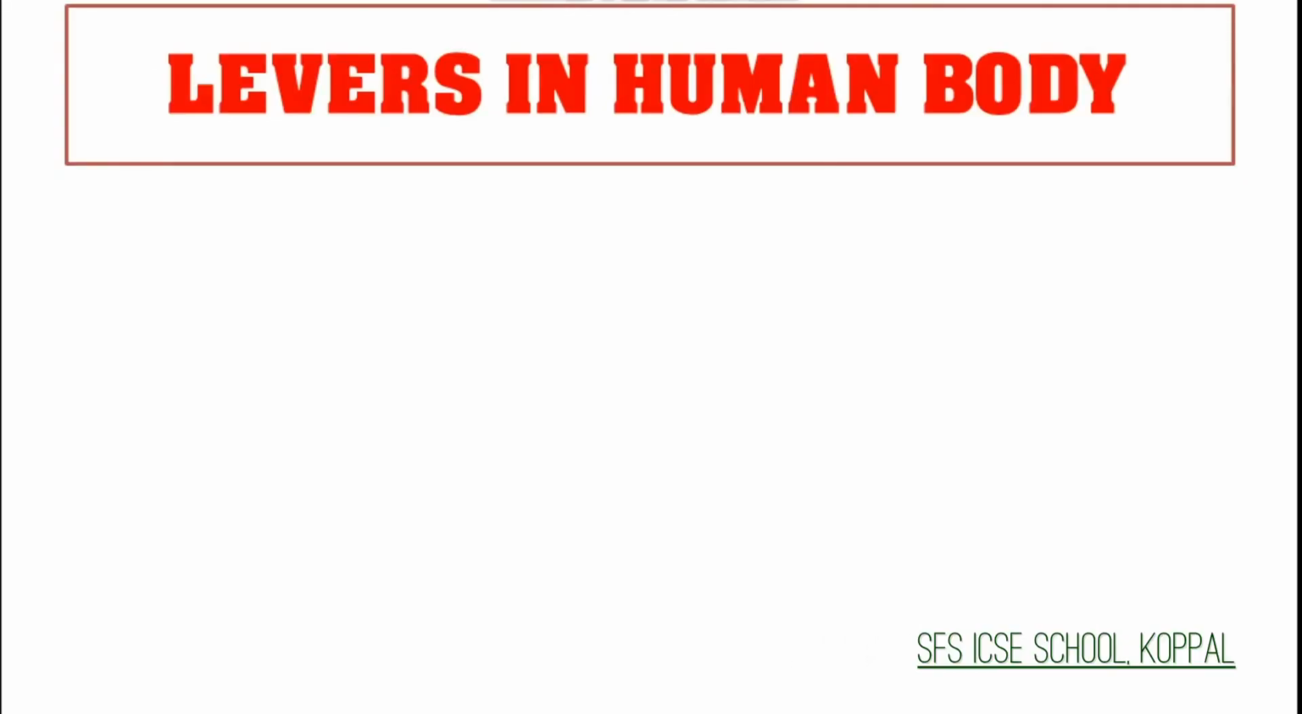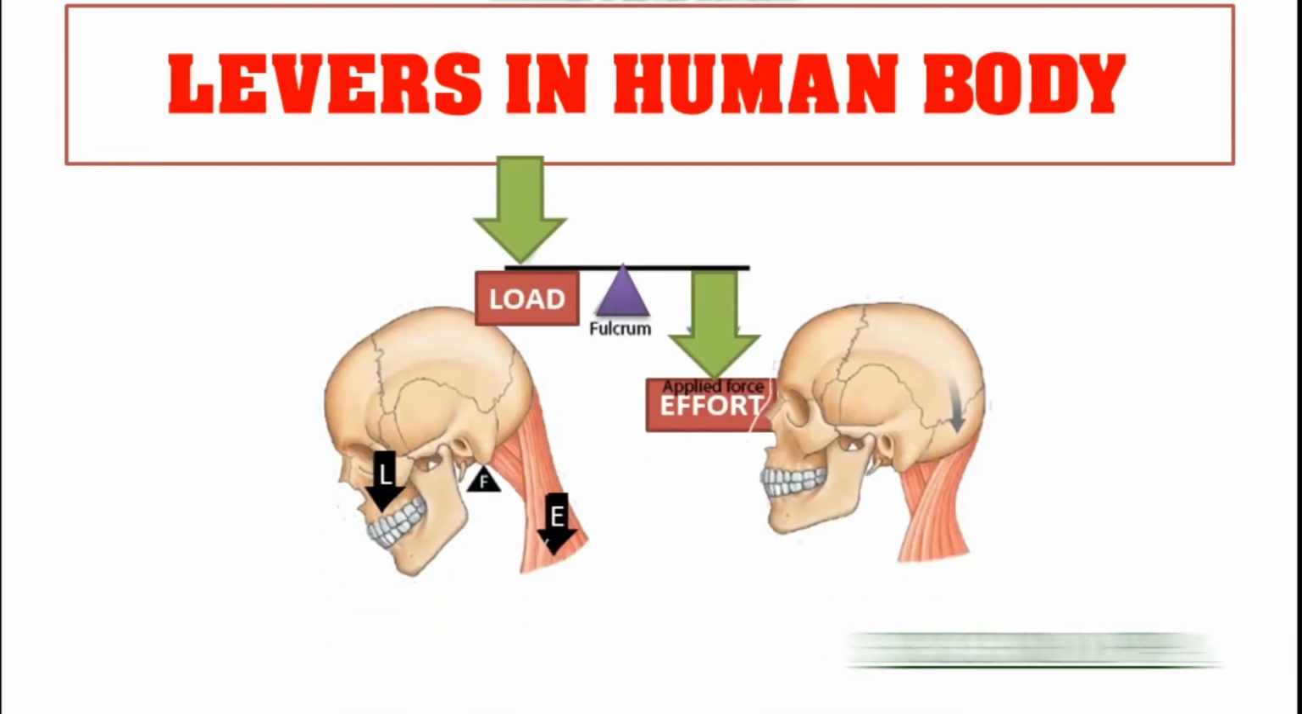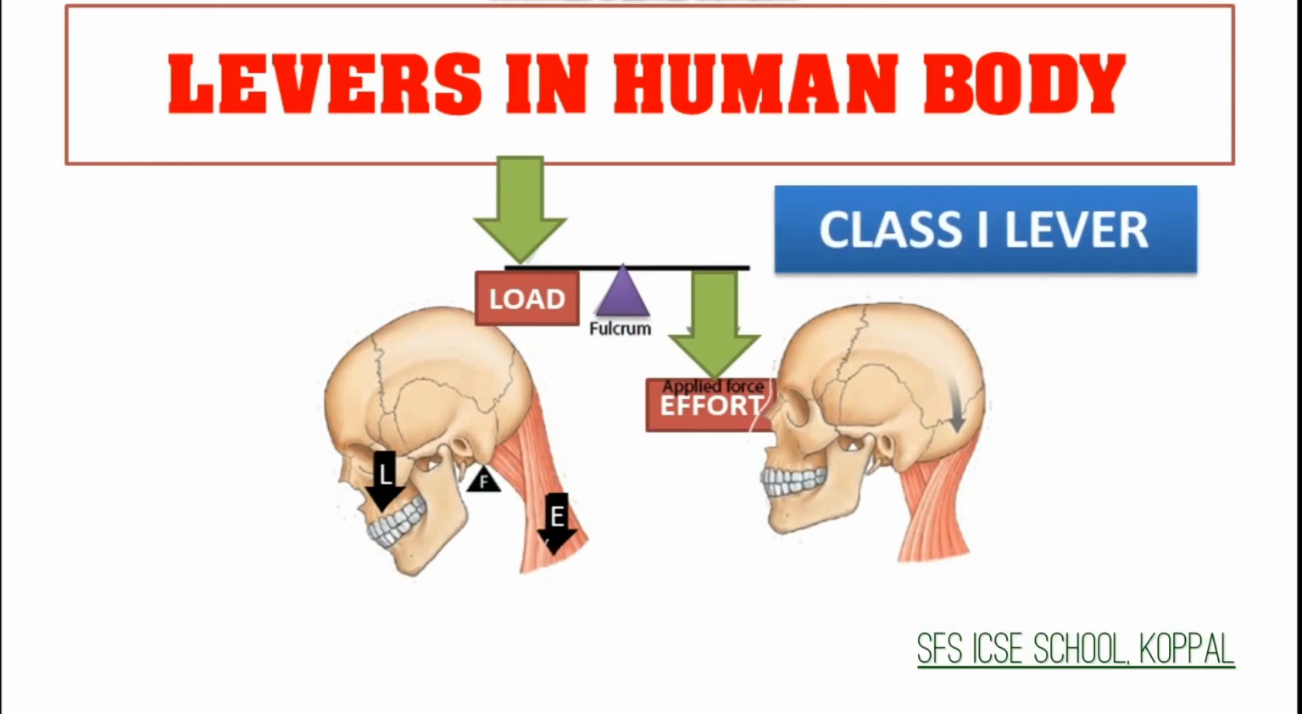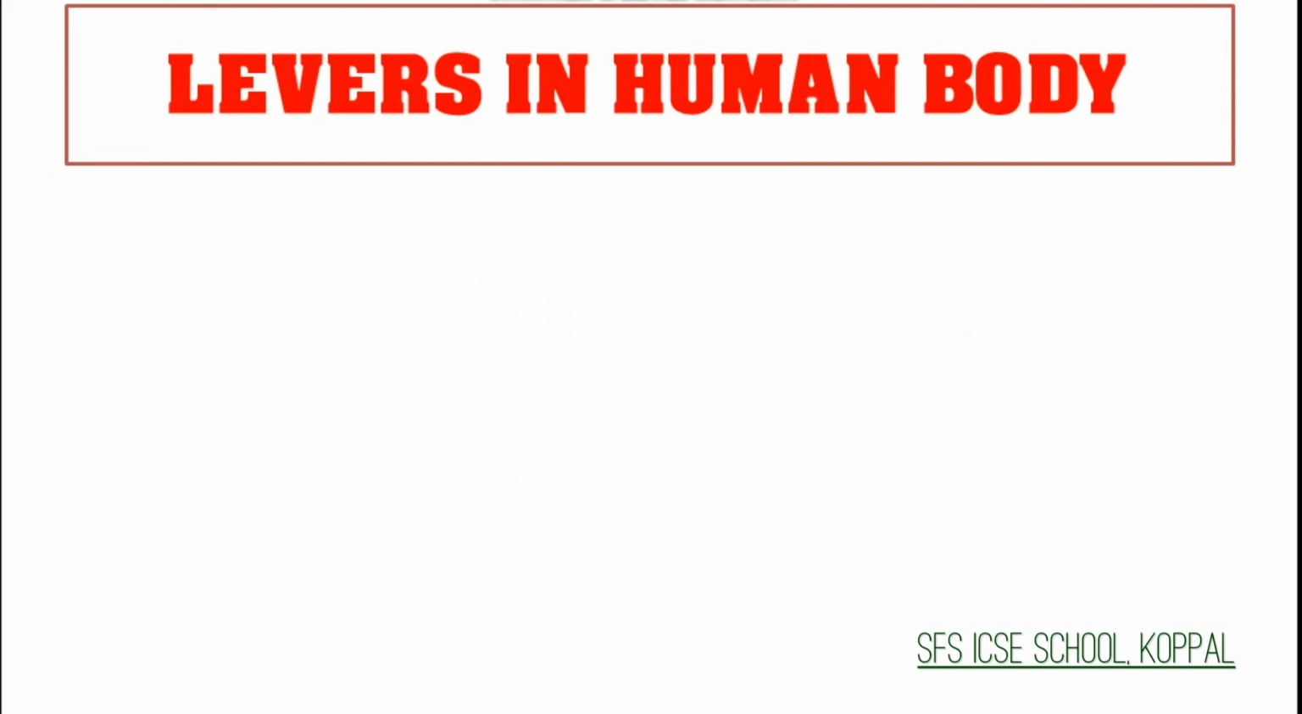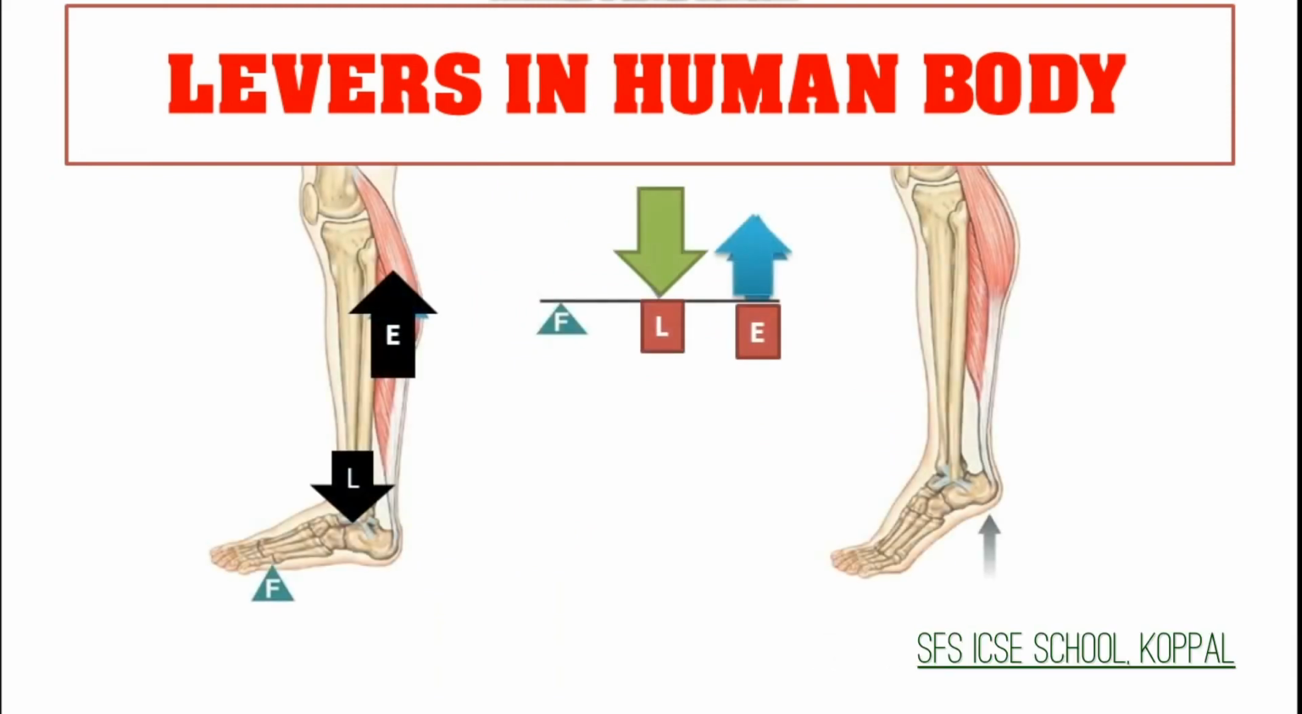Let us study each class of levers as found in the human body. Number 1, nodding of head. Here, neck or spine act as fulcrum. Front part of your face act as load, and rear part or back of your head act as effort. As fulcrum is in the center, it is of first order or class 1 lever.